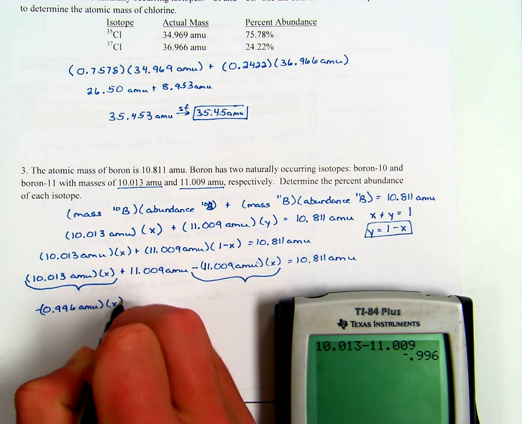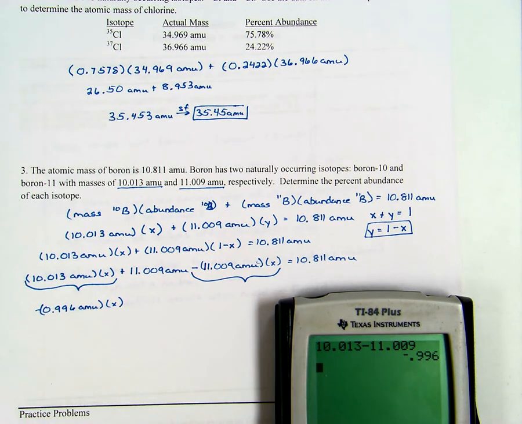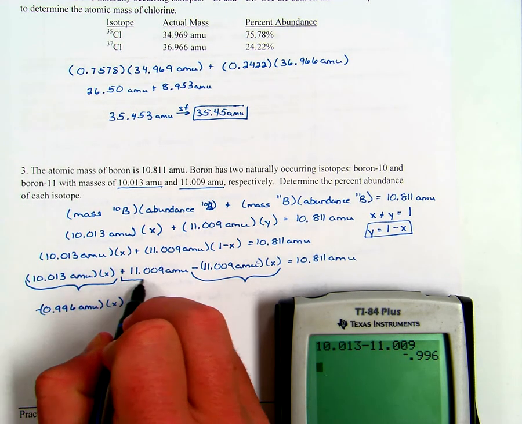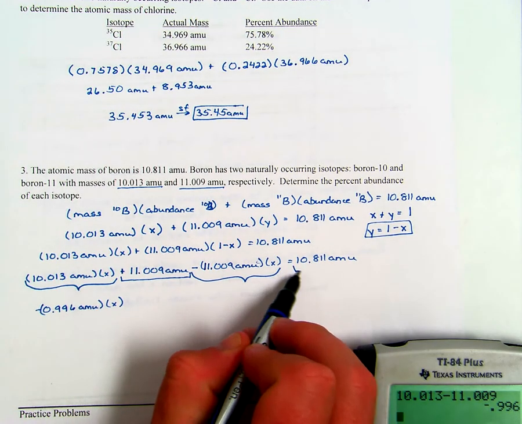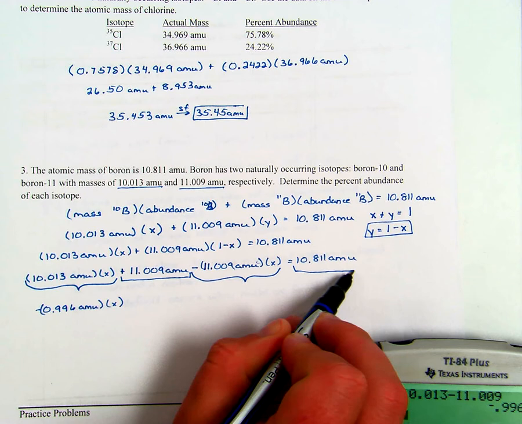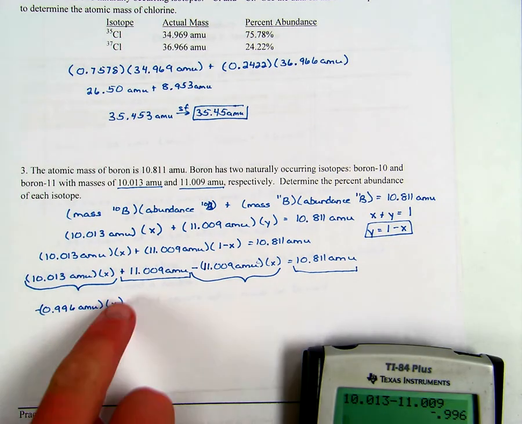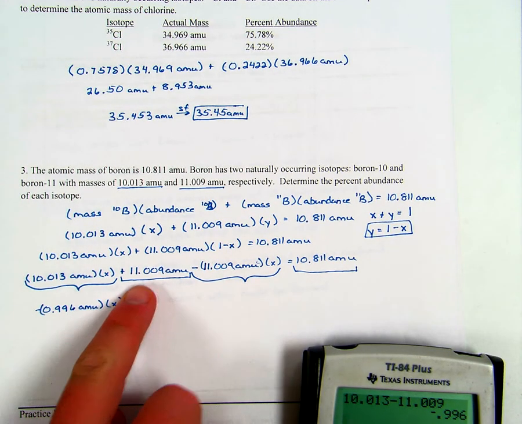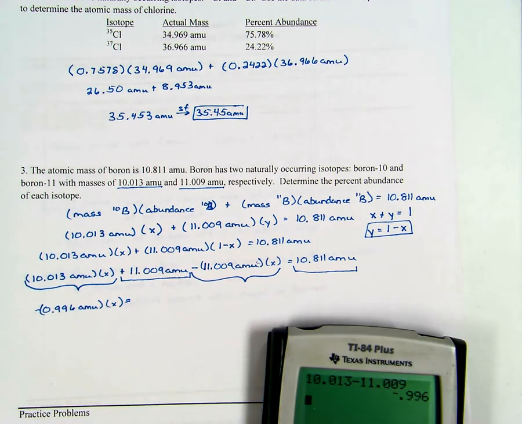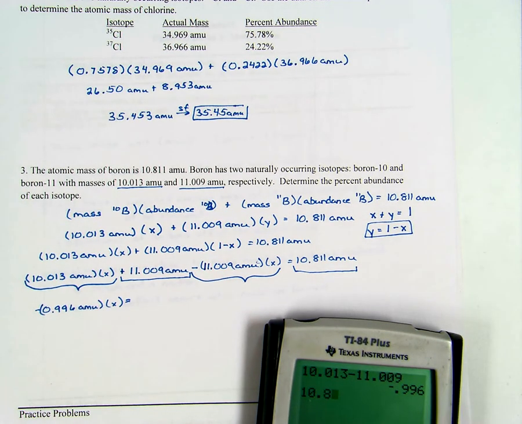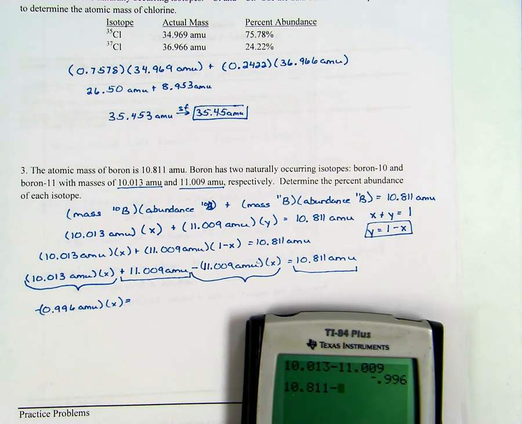And then I'm also going to add, I'll use a different bracket here, more of a square bracket, these two terms together. Those don't have the x in them. So I'm going to subtract my 11.009 to the other side to get it on opposite sides. So I'm going to take 10.811 minus 11.009. That gives me negative 0.198 AMUs.